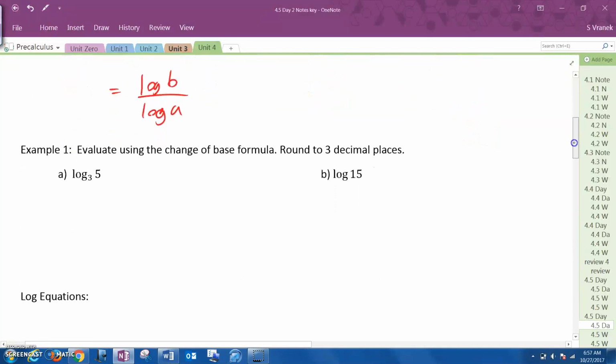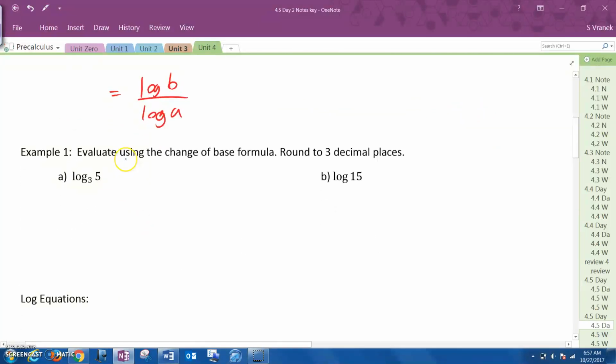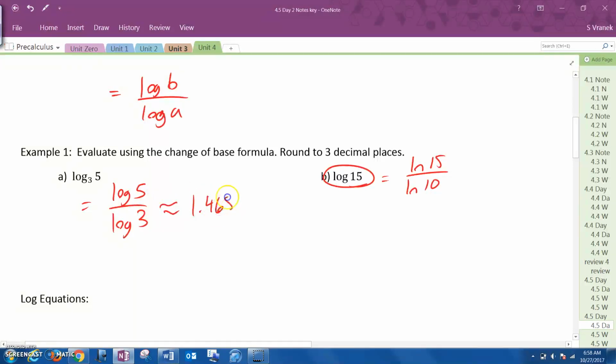So let's do it. I'll just do them real quick. I'll do it both ways. I don't even know why we need to do change of base for this one, because this is already log base 10. So you can literally type that one into the calculator, but if you want to change it to natural log, you could say it's the natural log of 15 over the natural log of 10. That works. Over here, log of 5 over log of 3.